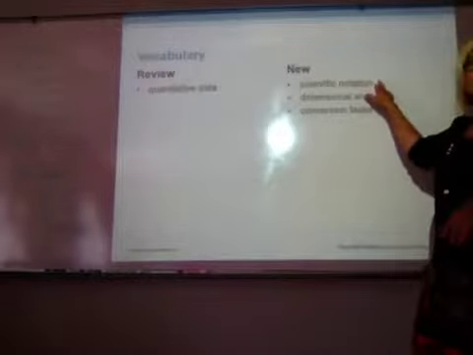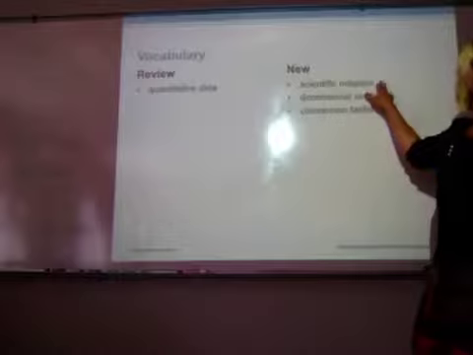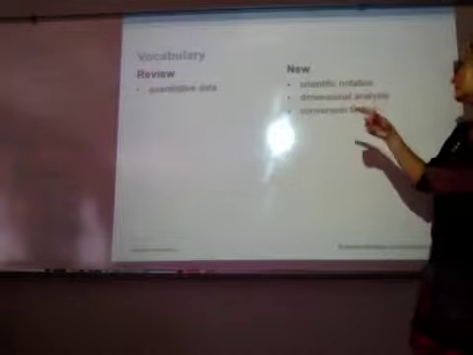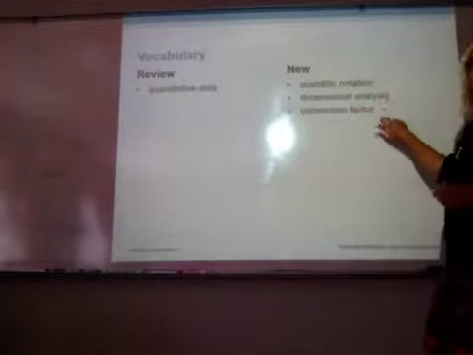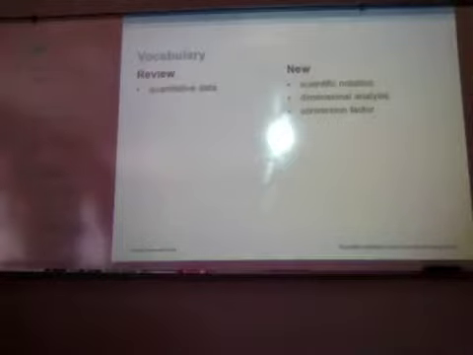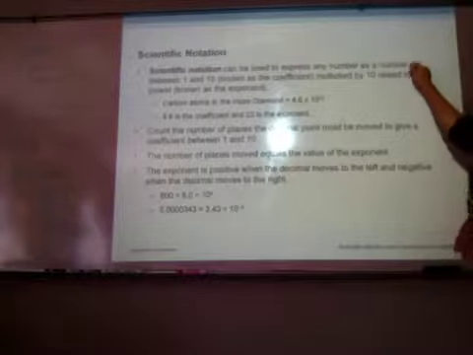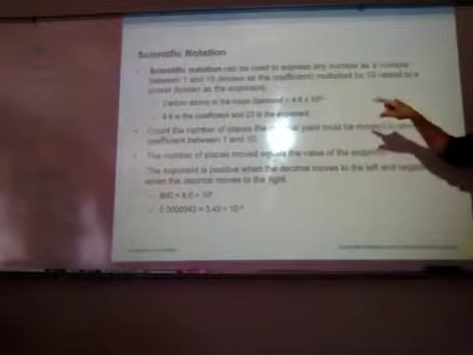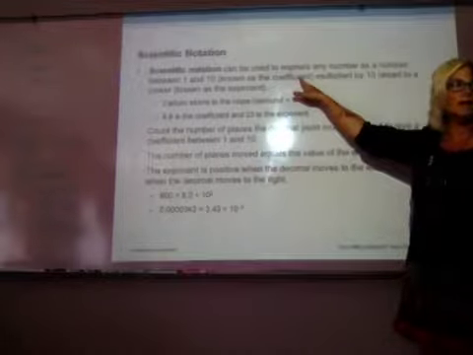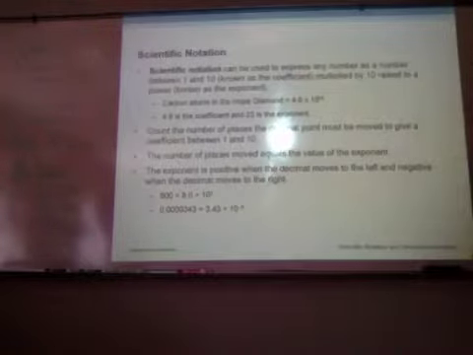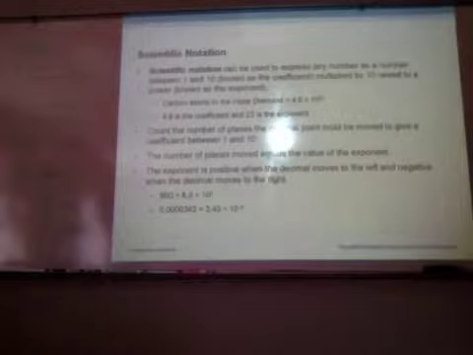New one, scientific notation, which obviously you guys maybe didn't know exactly what it is, but it's using exponents. 10 to the negative 5th, 10 to the positive 5th. Dimensional analysis and conversion factors go together, and they will become your good friend. So, scientific notation can be used to express numbers between 1 and 10, which is the coefficient. I always call it the number in front, the coefficient, multiplied by 10 raised to an exponent. So your exponent might be a positive number and it might be a negative number.